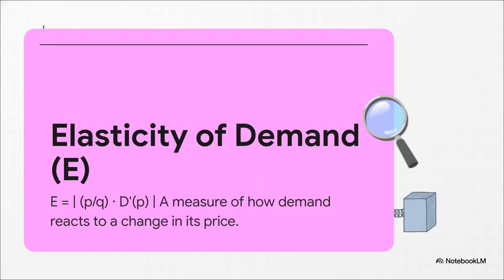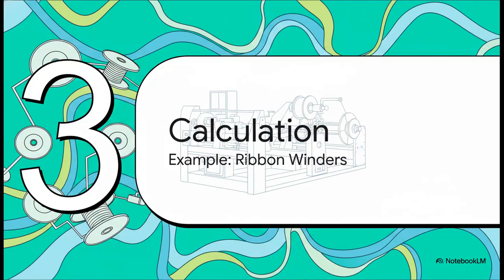So here's the formal definition and that formula. Now, don't let the notation scare you off. All this is saying is you take the price, P, divide it by the quantity you're selling, Q, and multiply it by this thing, d prime of P. That's just the derivative of the demand function. It's a fancy calculus way of saying how fast is demand changing right at this specific price point. We use the absolute value bars because we really just care about the size of the effect, not whether it's positive or negative.